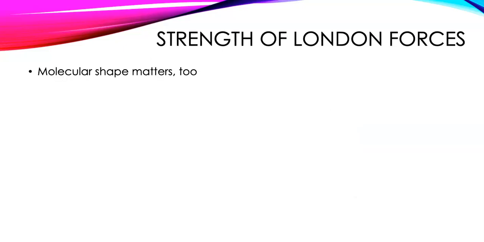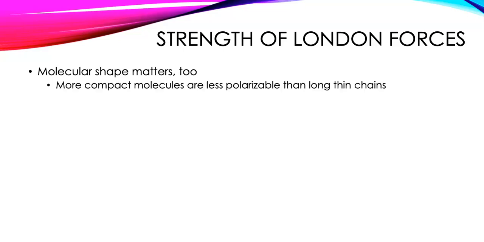The shape of the molecule also has an effect. This is a more subtle point and not something that the College Board emphasizes, but as you go on and take more chemistry, it will come up more. But more compact molecules are less polarizable than long, thin chains. And what we have to remember is that when the London forces are stronger, the boiling points will go up. It'll be harder to get them into the gas phase because the attractions are stronger.